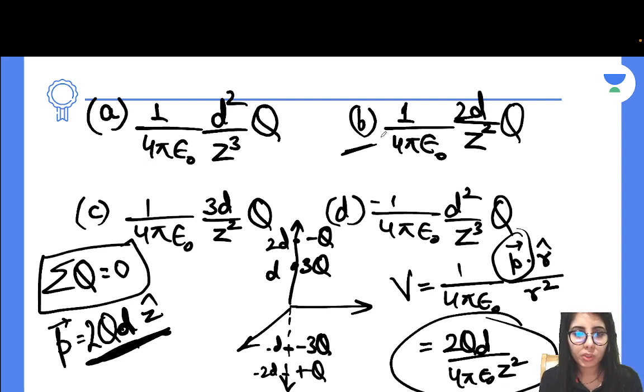Like you have to include the image charges, then you are going to check what kind of multipole is existing, is it monopole, dipole, quadrupole, or whatever. Accordingly, go ahead with the next step, that is your potential. So that's how you're going to reach the final answer.